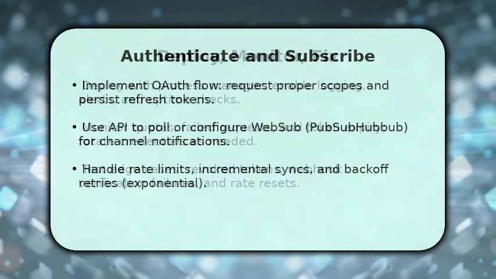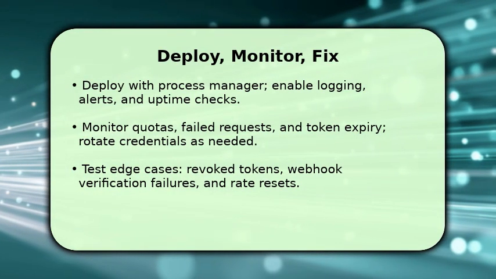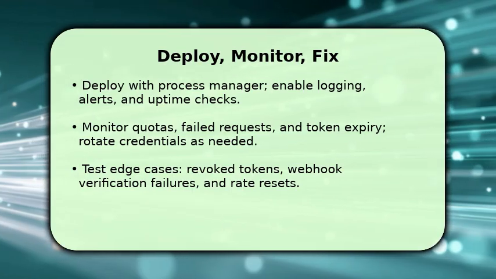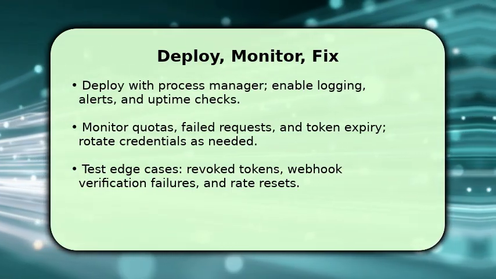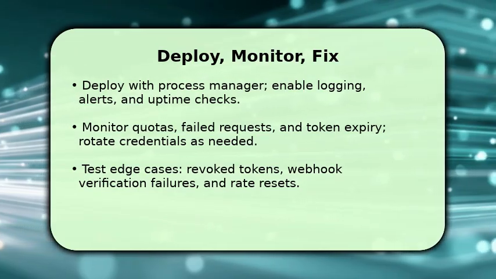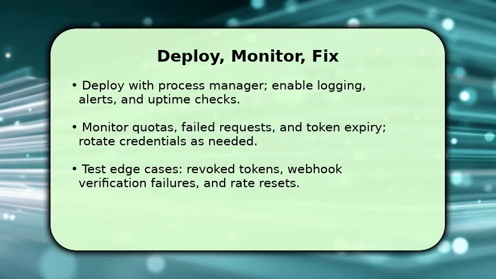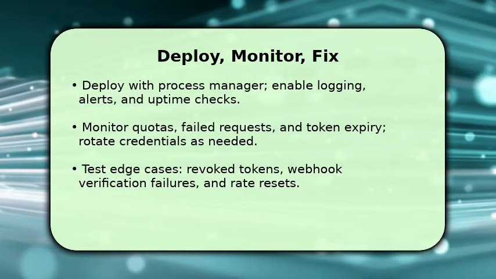You finish by deploying the bot with a process manager and enabling structured logs and alerts so you can act quickly. Once operational, monitor API quota usage and failed requests, refresh or reauthorize tokens before expiry. Make sure health checks restart crashed workers and that you store metrics for spikes.